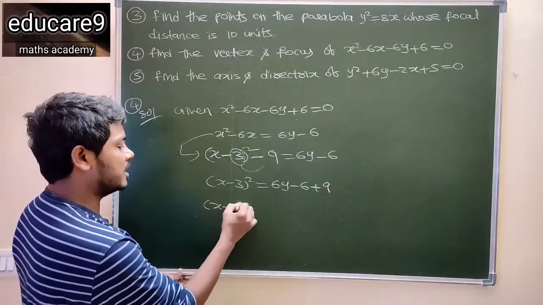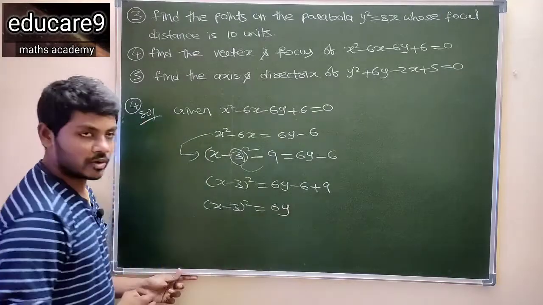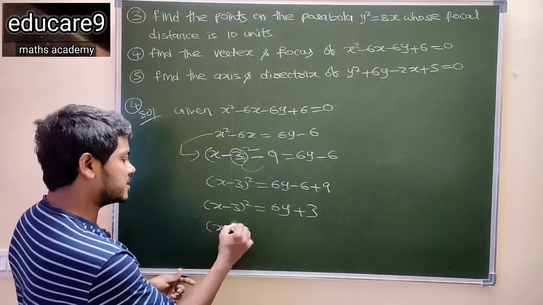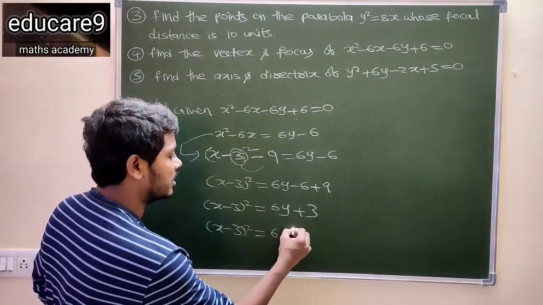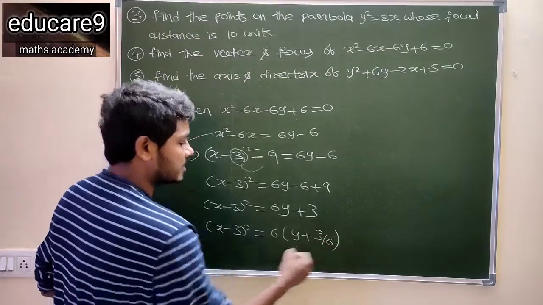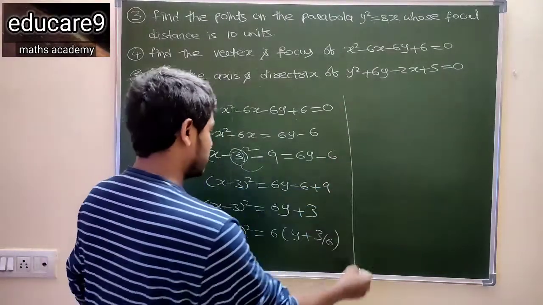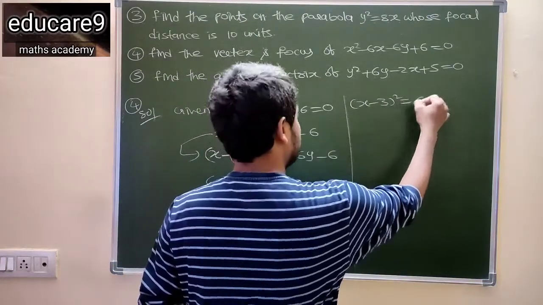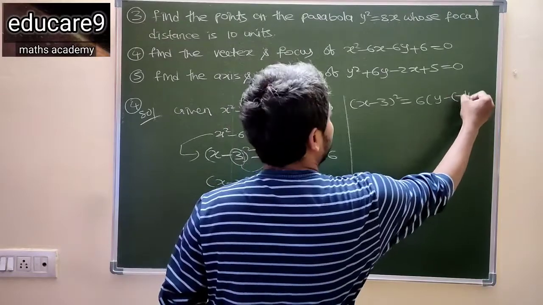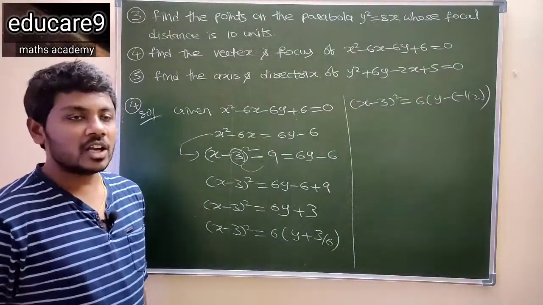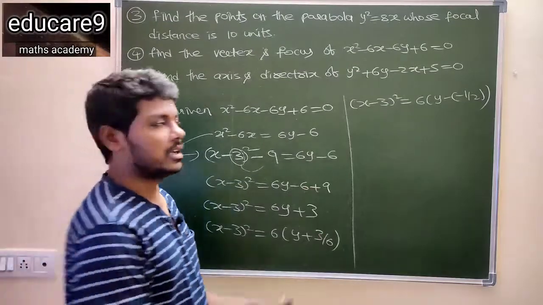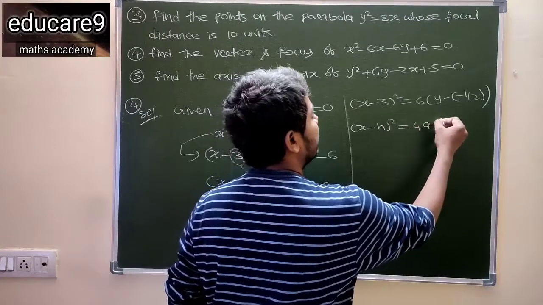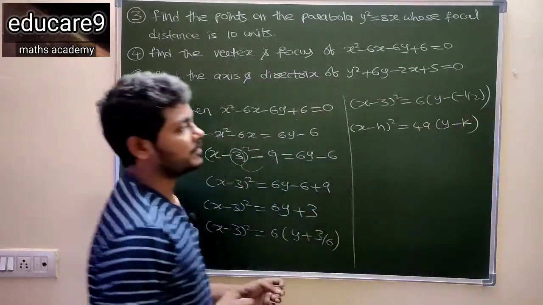Again this is x minus 3 whole square is equal to 6y plus 3. Again this is x minus 3 whole square is equal to 6 is common, y plus 3 by 6. So this is x minus 3 whole square is equal to 6 into y minus of minus 1 by 2. Okay. Now clearly this equation is of the form x minus h whole square is equals to 4a into y minus k.